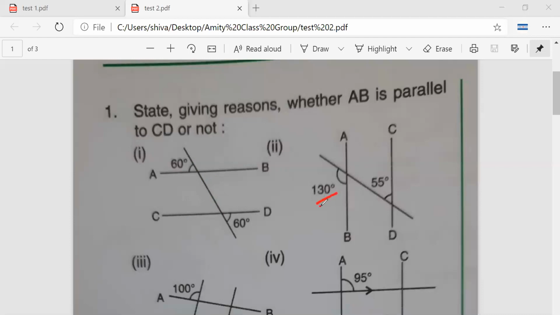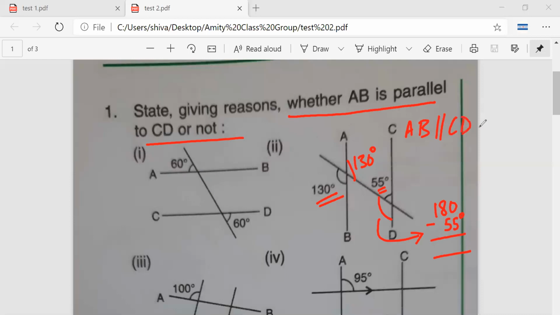Logic states if this is 130 degree, therefore this is 130 degree. Any doubt about this? No. This is 55 degree. Therefore, this angle would be, Mr. Sarthak, 130 degree, 180 minus 55. Any doubt? See, we need to check whether AB and CD are parallel or not. We need to check this. We are not given that these are parallel. Have you understood the difference?